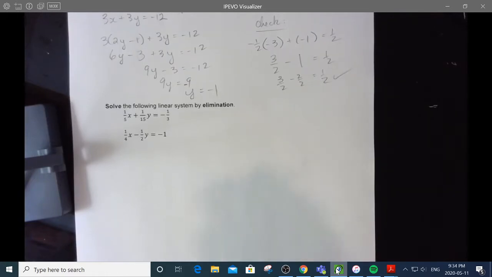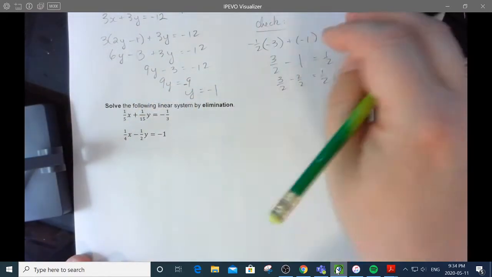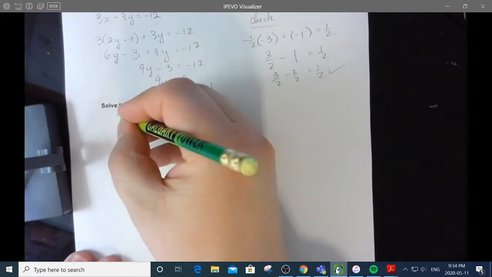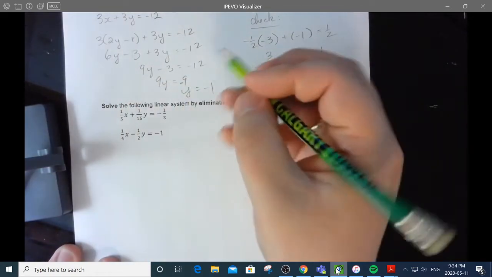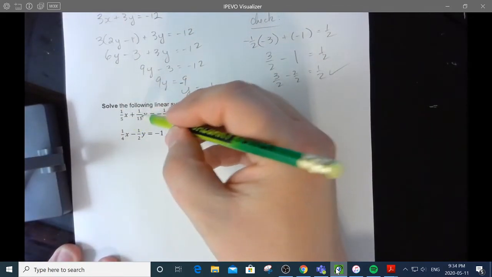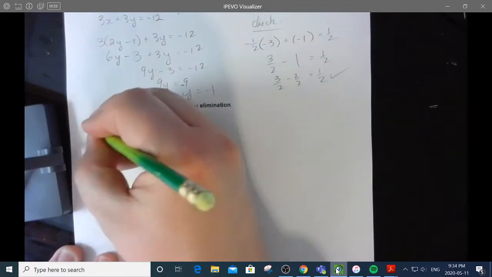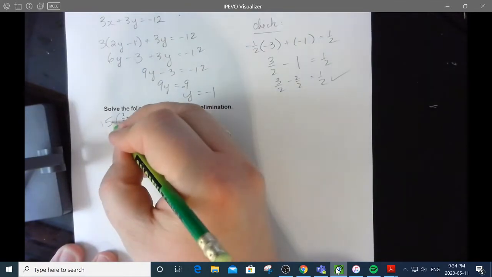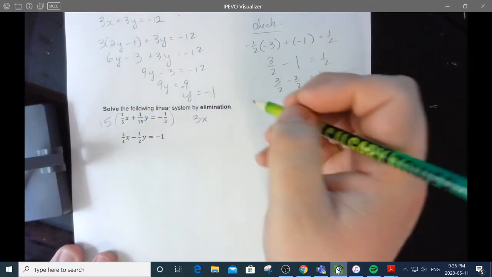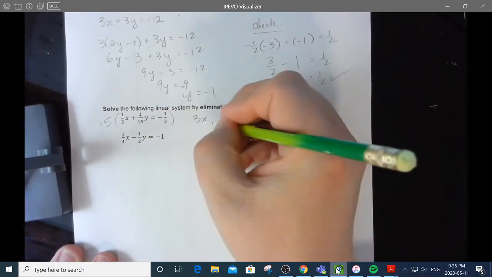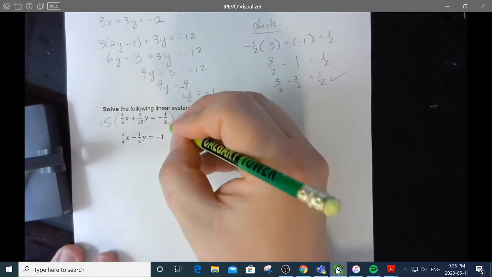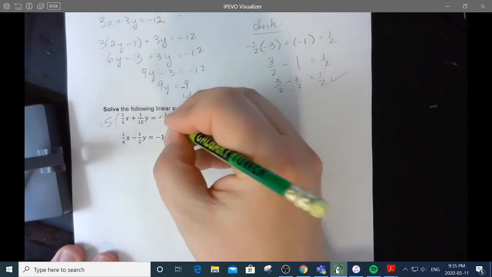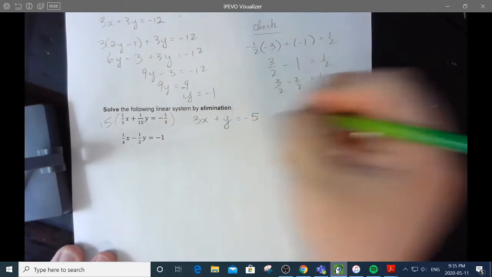Okay, this one they tell me I have to do by elimination. So now I'm thinking I need these to cancel somehow. 15 is a pretty big number, so I'm not going to mess with it. I'm going to just times both sides of this equation by 15, because 15 is the common denominator of 5, 15, and 3. So if I times this whole equation by 15, I'm going to get 3x, because 5 goes into 15 3 times, and 3 times 1 is 3. And then the 15 cancels that 15, so I still have 1y. And then 3 goes into 15 5 times, so I have negative 1 times 5 on the other side.